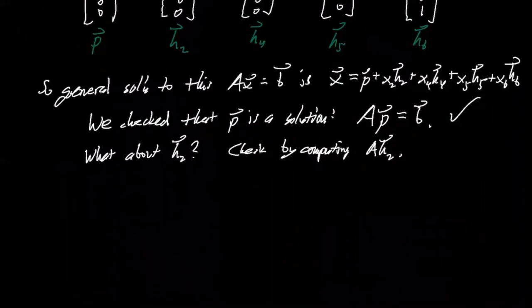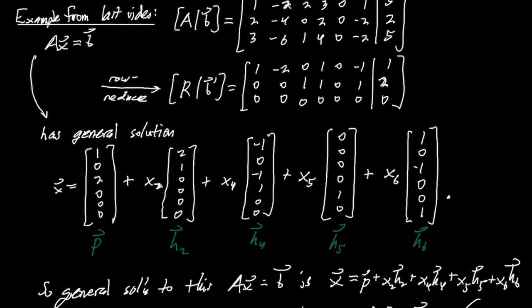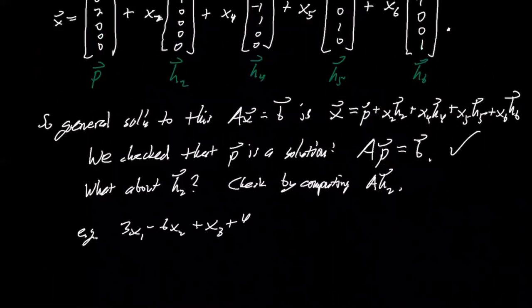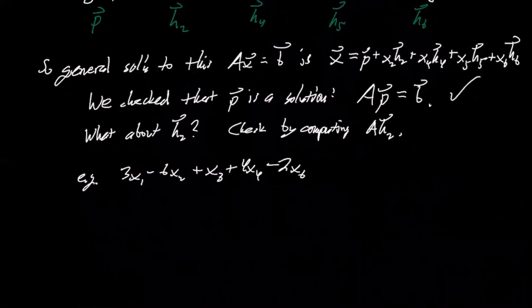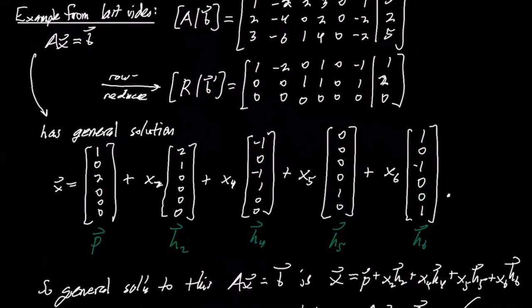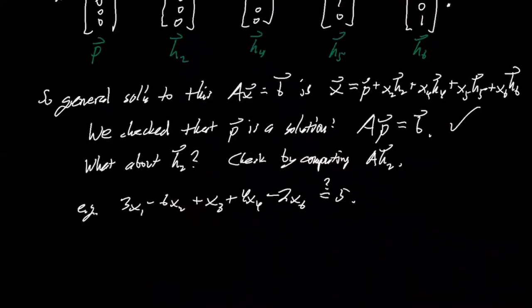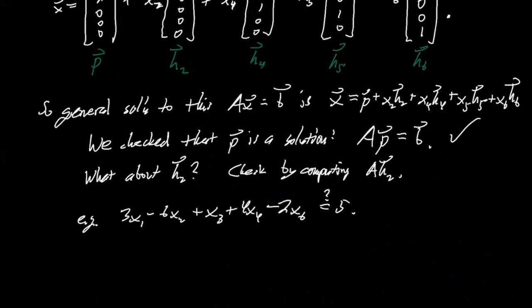But we could also just check. If we take the third equation, 3x1 minus 6x2 plus x3 plus 4x4 minus 2x6, and plug it into the left side, does this equal 5, the number right here, because this is the equation? Does it actually give us 5 when we plug in H2? H2 just has a 2 here, a 1 here, zeros here. So if we try that, what do we get?